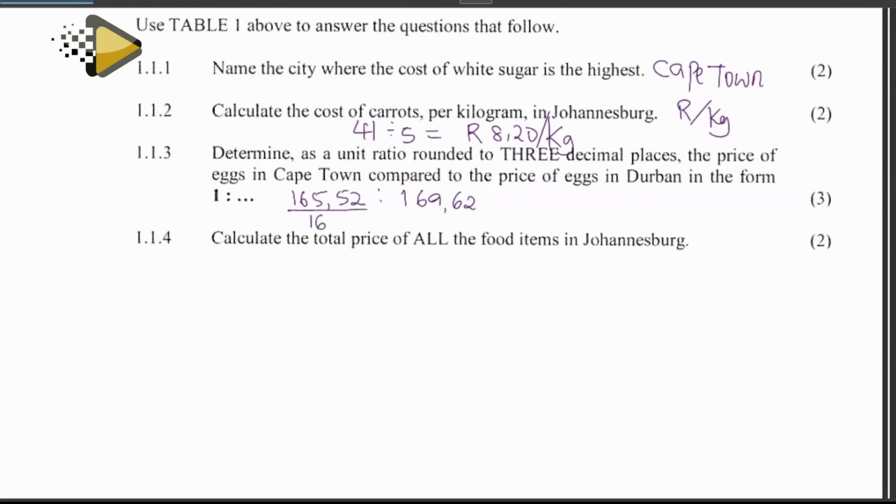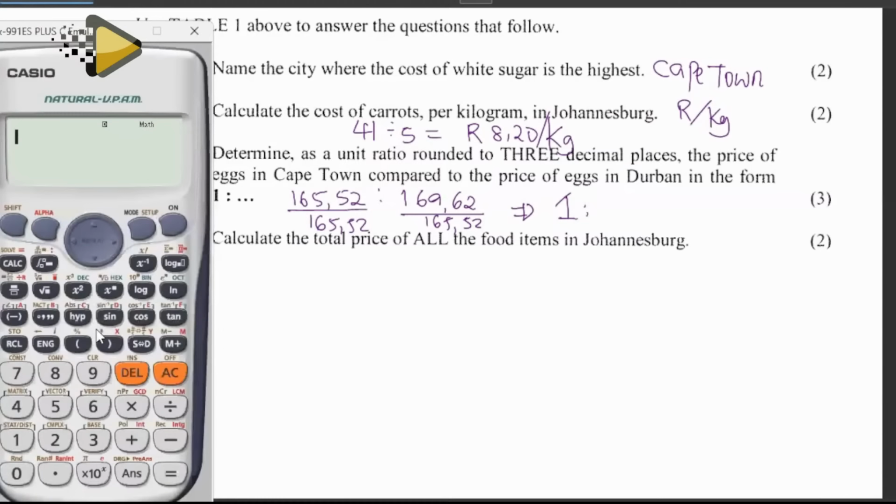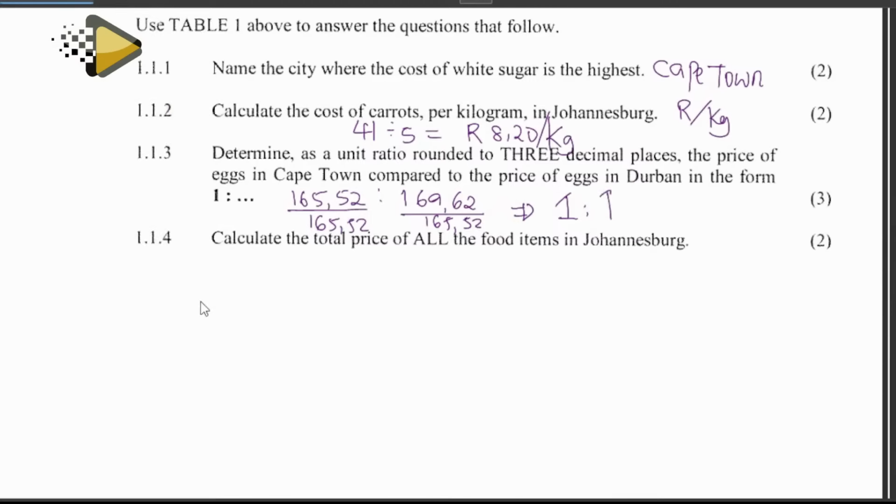What do we do? We divide through by this number here. We divide this through by that same number. So this one will push us to have 1 is to 2. Pick your calculator and press 169.62 divided by 165.52. And make the answer to 3 decimal places, as they say. So it has to be 1.025.